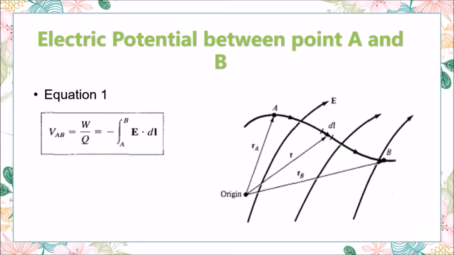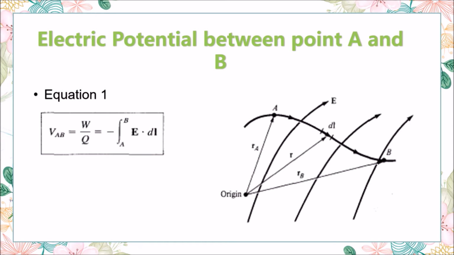Next, we will move on to electric potential between point A and B. The following figure shows the displacement of point charge Q in an electrostatic field E. Note that, first, in determining VAB, A is the initial point while B is the final point. Second, if VAB is negative, there is a loss in potential energy in moving Q from A to B. This implies that the work is being done by the field. However, if VAB is positive, there is a gain in potential energy in the movement. An external agent performs the work.